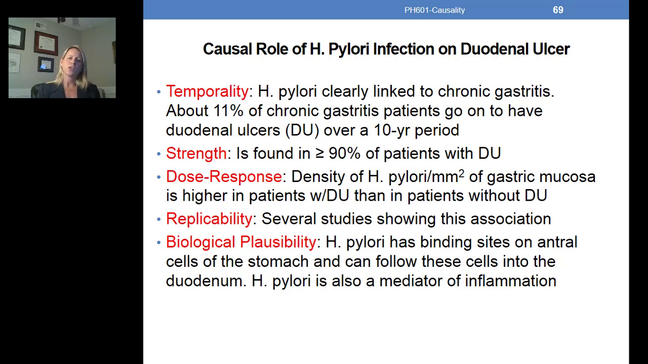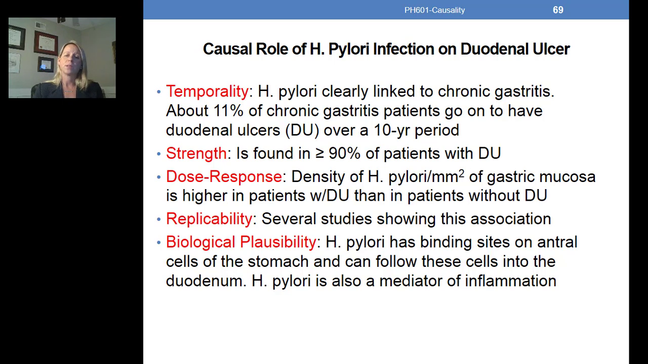As far as the strength of association, it's found in over 90% of patients who have the duodenal ulcer that they also have had this H. pylori infection. So it's a large measure of association. Dose response has been demonstrated with respect to looking at the density of the H. pylori pathogen in gastric mucosa and showing that it's higher among people with the duodenal ulcers than patients without. There have been multiple studies conducted to show this association, and that met the replicability criterion.